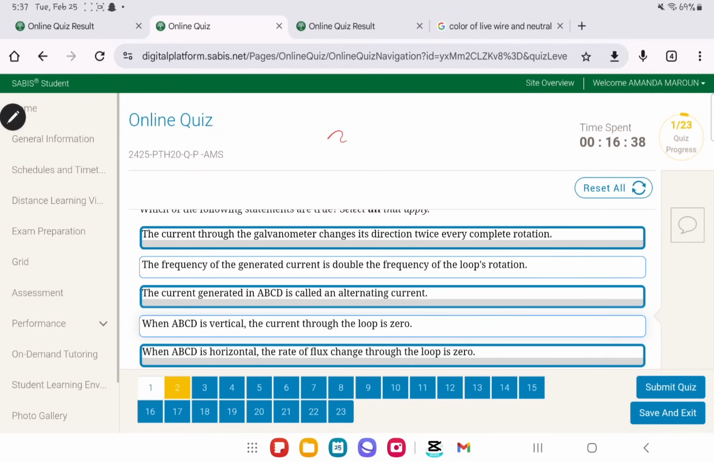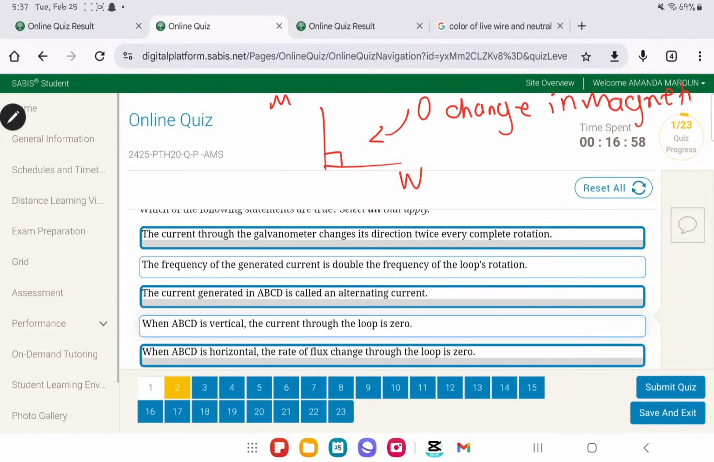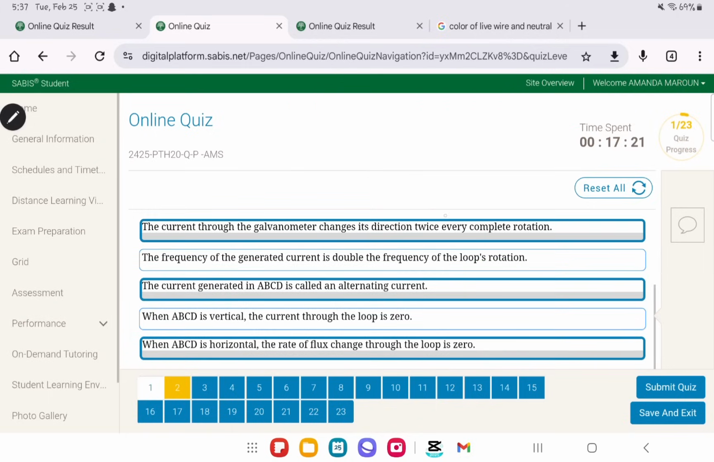So again, remember, if the magnetic field is perpendicular to the wire, so let us say this is magnetic field M and this is wire W, then they have 0 change in magnetic flux or current. However, if they are parallel to each other, then you will have maximum change in magnetic field and current. So you're going to have maximum current and maximum rate of flux change through the loop. So these are actually the only 3 answers we have for question number 2.